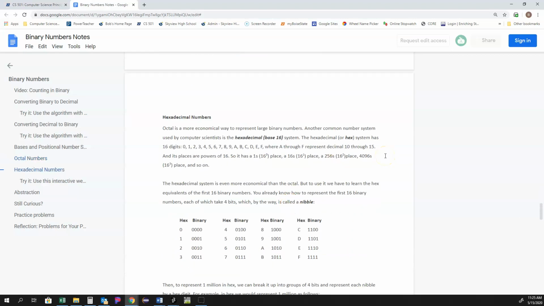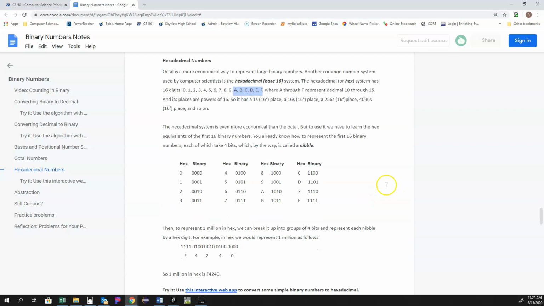There is also hexadecimal numbers. Another more economical way is to represent numbers in a hexadecimal or base 16 system. In a base 16 system, we have place values of 0 through 15. We're going to represent 0 through 9 with numbers and 10 through 15 with letters A through F. Just the same, we have a ones place, a 16s place, 16 to the first power, a 256s place, which is 16 to the second power, and so on.